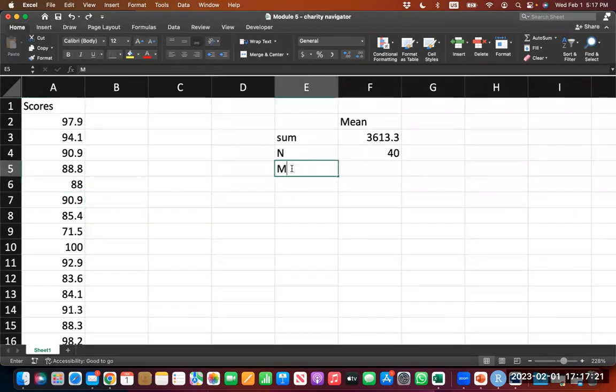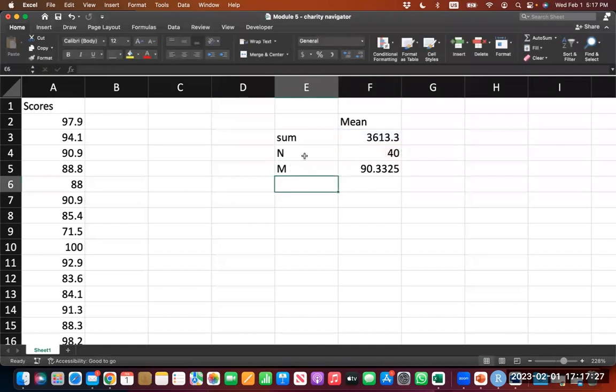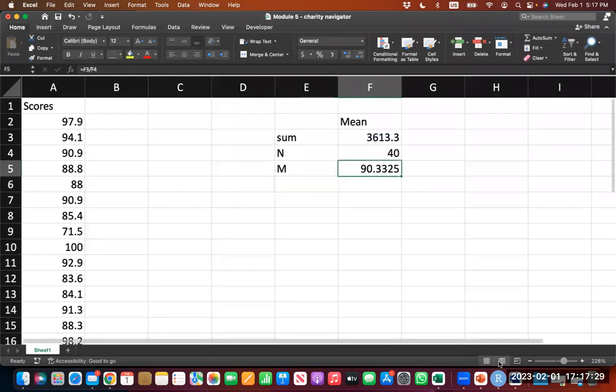Good, and now we want the M. And the M is, as we determined before, the sum of all entries divided by the N. And this is here 90.33. What was the equation? Wait, let me copy that over.